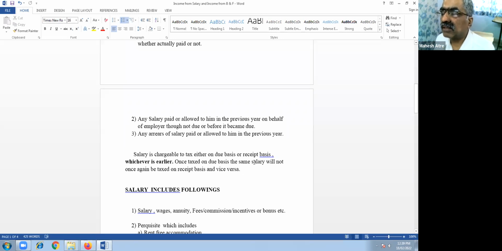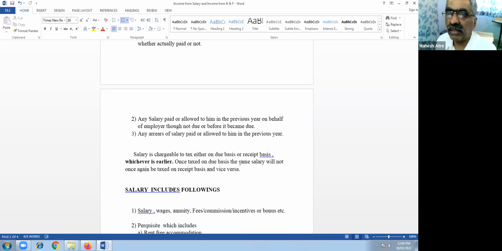Once tax is paid on due basis, the same salary will not once again be taxed on the receipt basis and vice versa. One principle is to be kept in mind: no income is ever taxed twice. It is taxed only once. So if the government charges you tax on due basis, then it is not going to be taxed once again on the receipt basis. Or if the government has already taxed you on the receipt basis, it will not tax again on the due basis. Tax has to be paid only once. So it is going to be taxed only once.